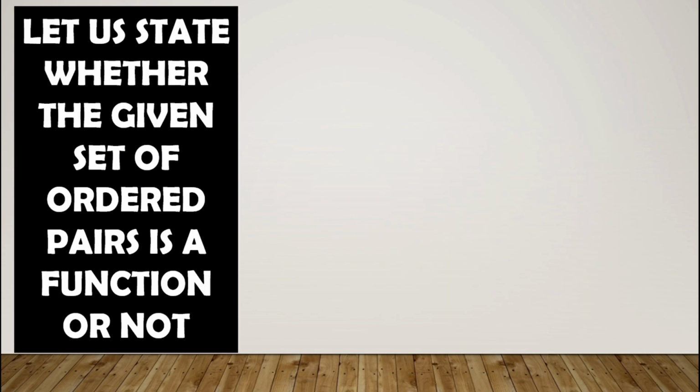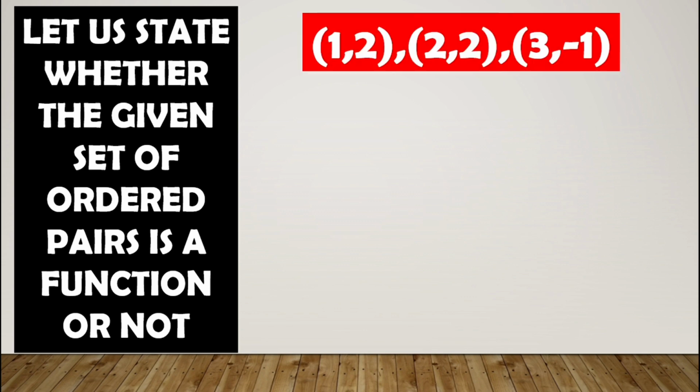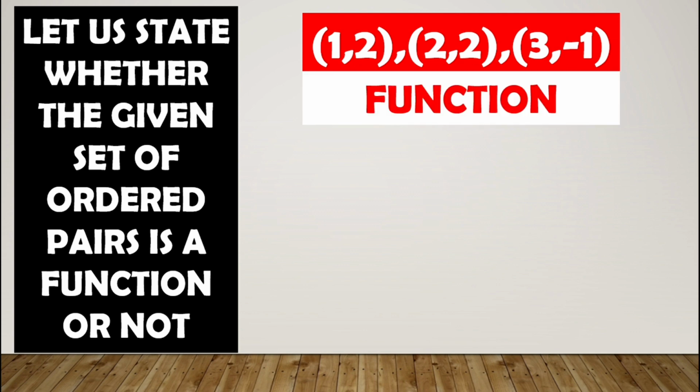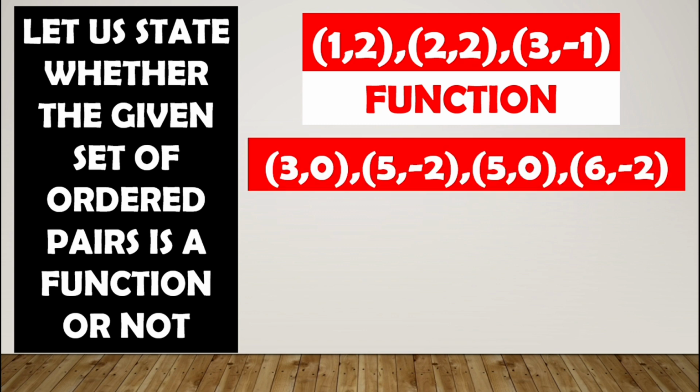Let us also state whether the given set of ordered pairs is a function or not. This would be the first set of ordered pairs: (1, 2), (2, 2) and (3, -1). From this, it is a function. Let's have the second set of ordered pairs: (3, 0), (5, -2), (5, 0), (6, -2).